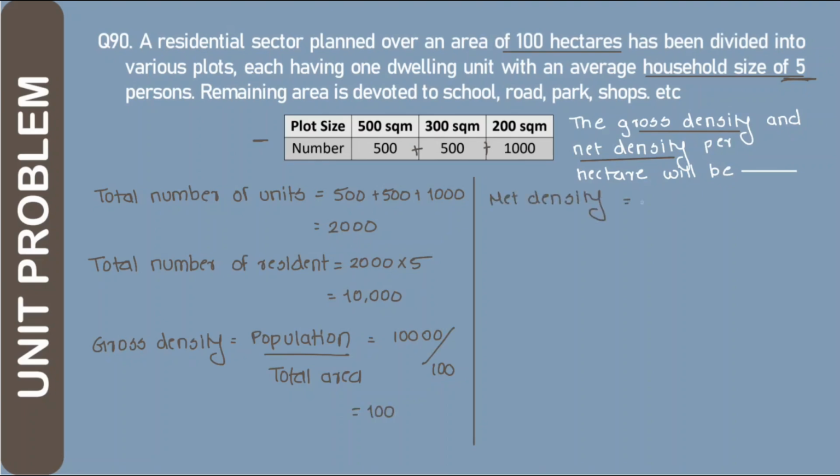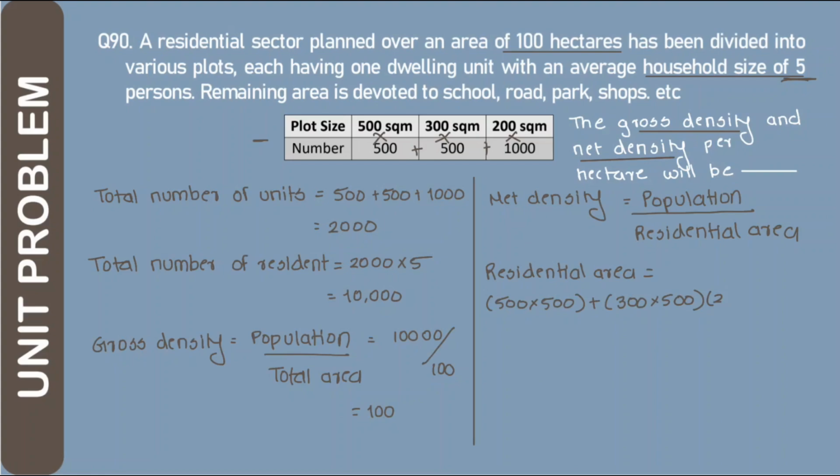Net density is population upon residential area. So the residential area is the multiplication of all this, that is 500 into 500 plus 300 into 500 and so on. So it comes up to 6 lakh meter square, which is 60 hectares. So 10,000 divided by 60 is equal to 166.67.